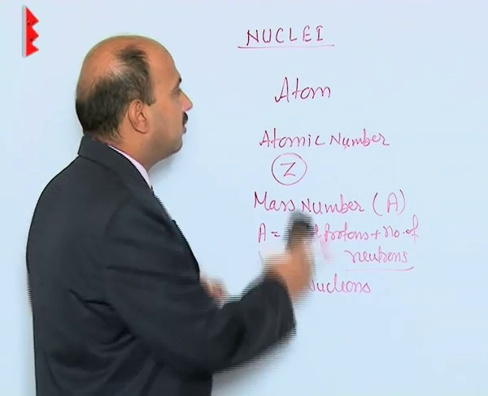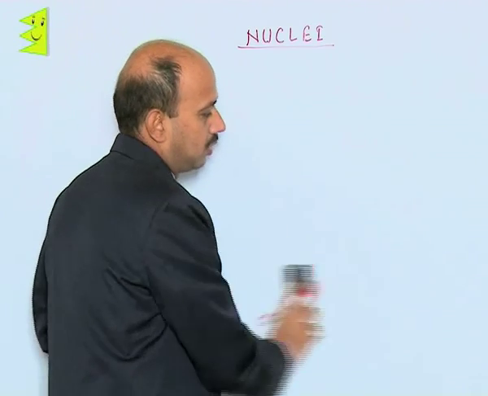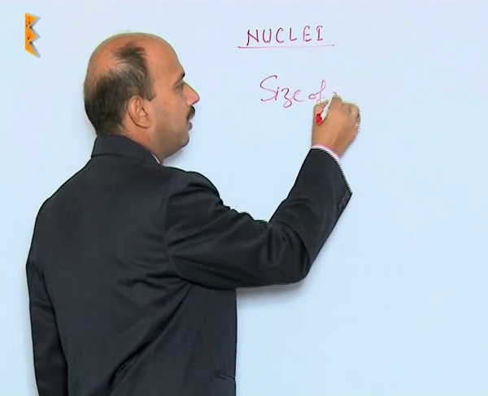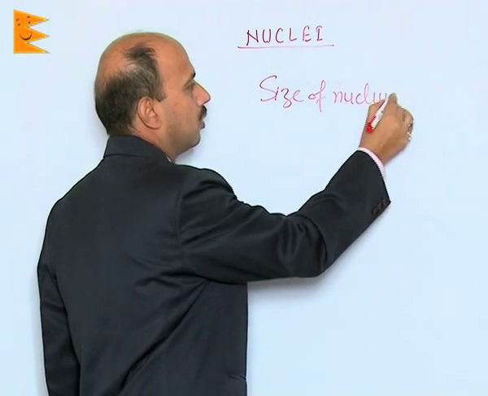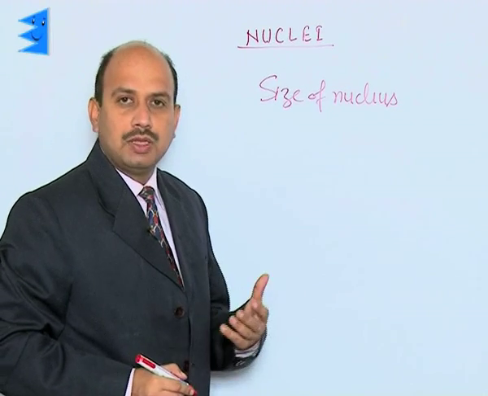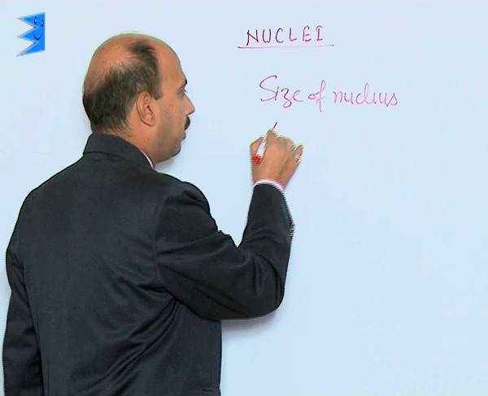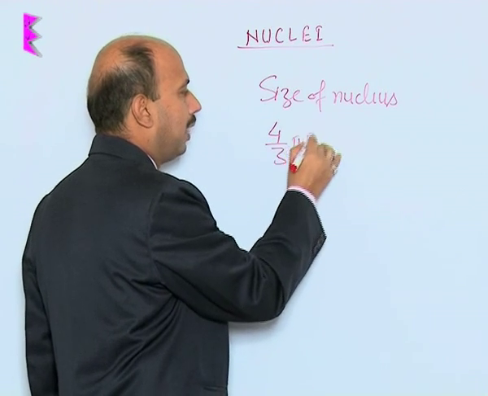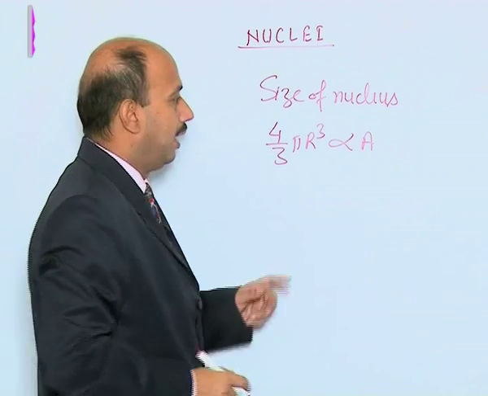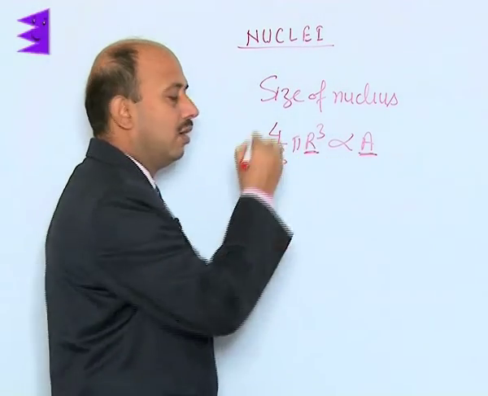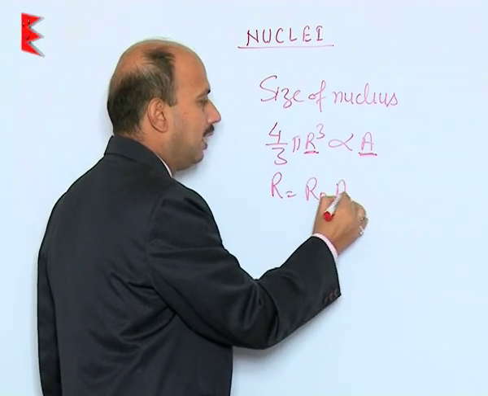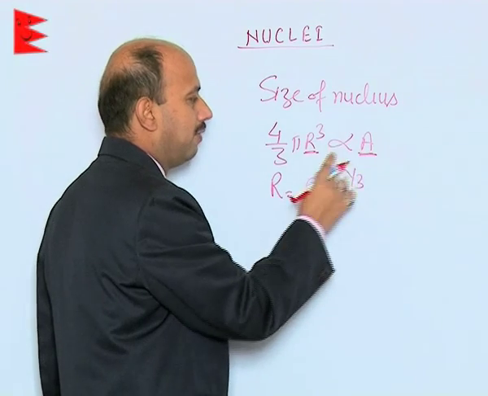Now, let us see the size of the nucleus. Experimentally it has been found that the volume of the nucleus is directly proportional to the mass number, that is, 4 upon 3 pi R cube is directly proportional to A. Here A is the mass number, R is the radius. So, we can write R is equal to R naught A raised to power 1 by 3, rest everything is constant here.